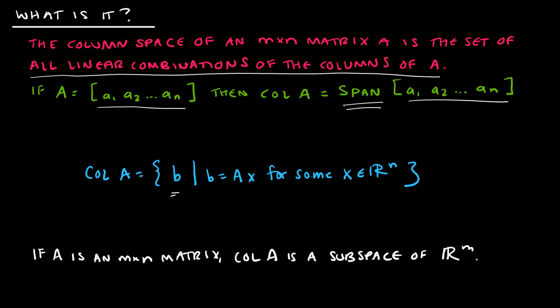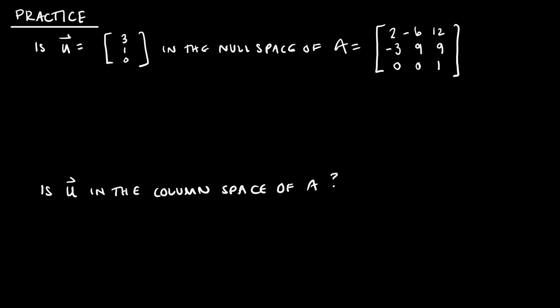A theorem in your textbook says if A is an m by n matrix, the column space of A is a subspace of R^m, and we're actually not going to prove that one because I think we proved it in a previous video, either that or we just talked about it, that the span of vectors is in fact a subspace of R^m. So we're not going to prove that, but just know that it is a theorem in your text, that the column space of A is a subspace of R^m.